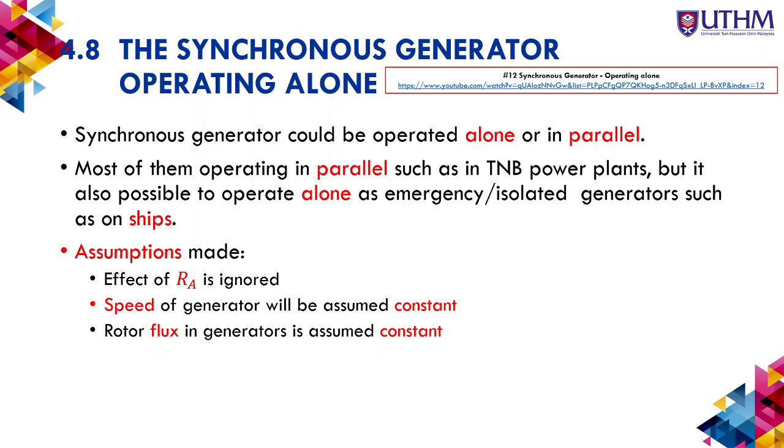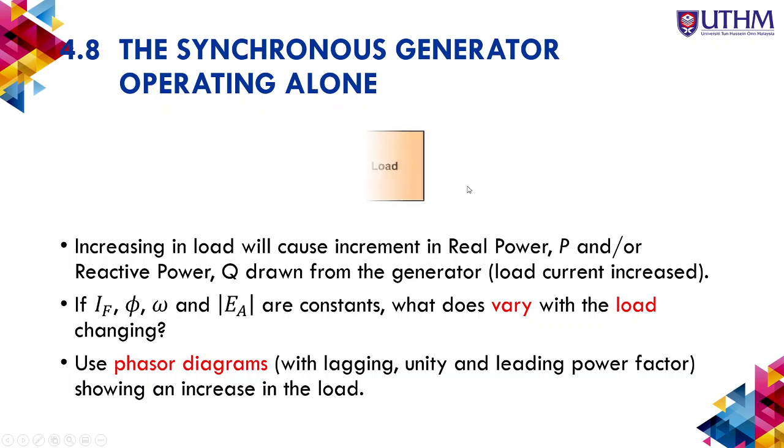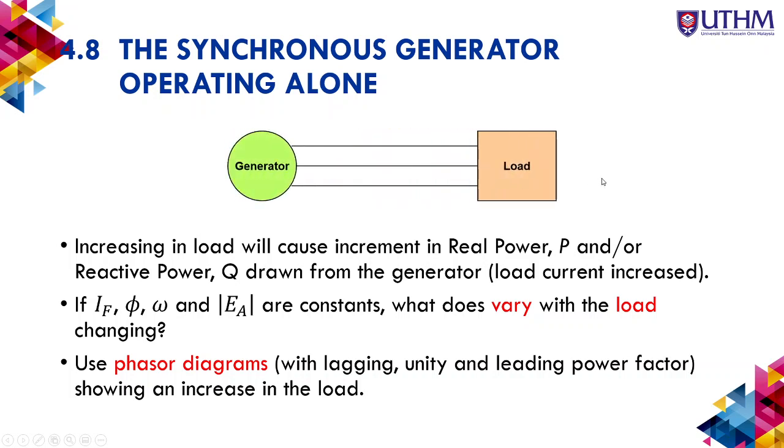For the assumptions, the effect of RA is ignored, the generator speed is assumed constant, and the rotor flux is also assumed constant. So this is how it looks like.